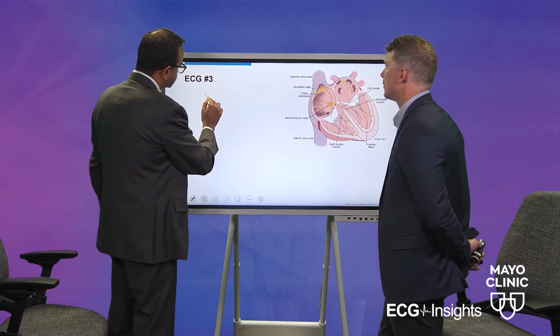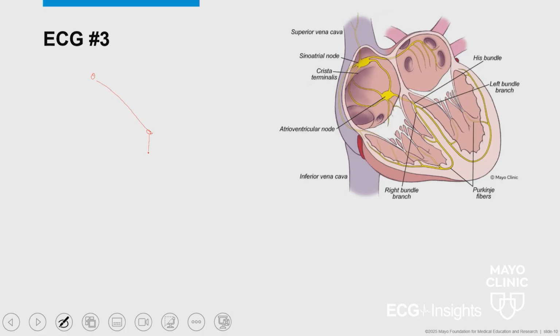So you have electricity starts in the SA node, goes to the AV node, bundle of His, and then right bundle and left bundle. So left bundle, right bundle, His, AV node, and SA node. Now, and this is your right coronary artery. Maybe I'll draw the right coronary artery with a different color. So this is your right coronary artery.